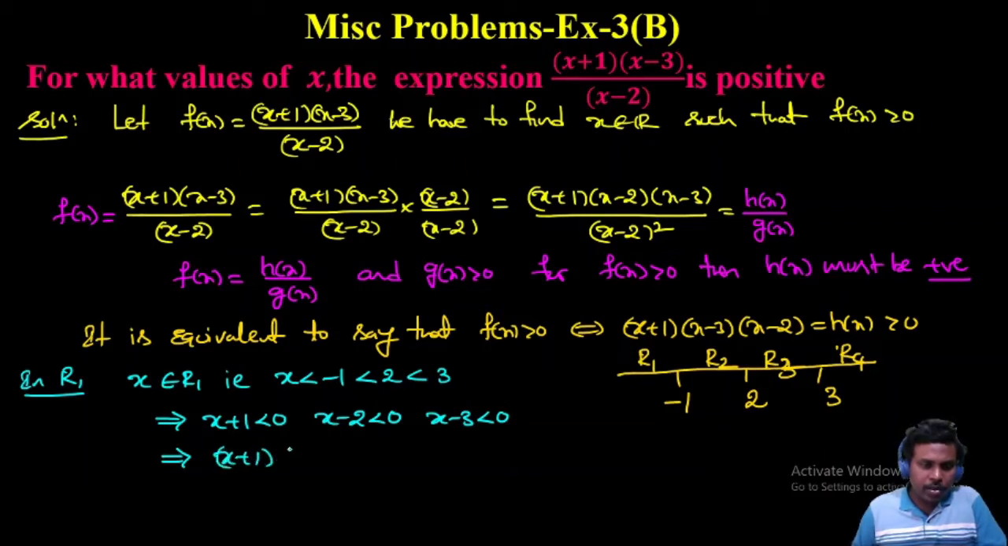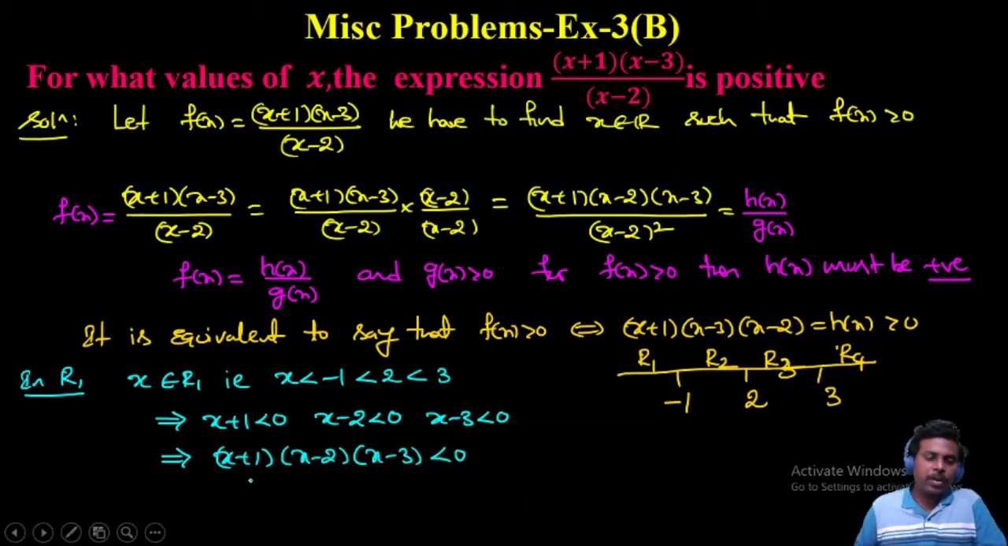So (x plus 1) into (x minus 2) into (x minus 3): it is negative quantity, negative quantity, negative into negative into negative, this becomes negative. Okay, so in region 1, that is x less than -1, h of x is negative. Okay, let us continue this problem.